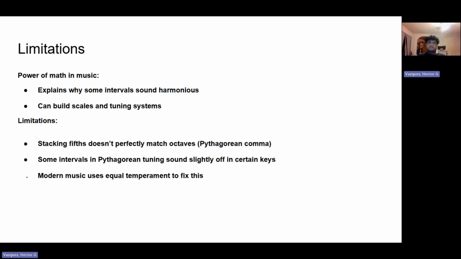In modern music, they solve this by using equal temperament, which slightly adjusts the intervals so that all keys sound in tune. This shows that while mathematics provides a strong foundation for understanding music, practical considerations sometimes require a little bit of adjustment.